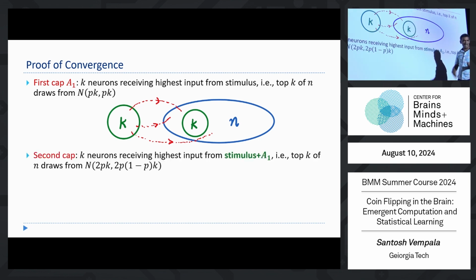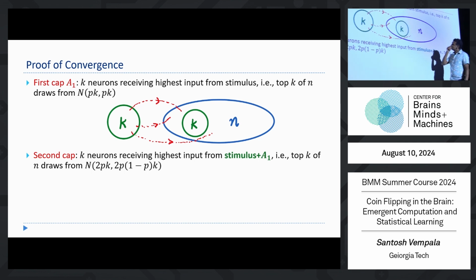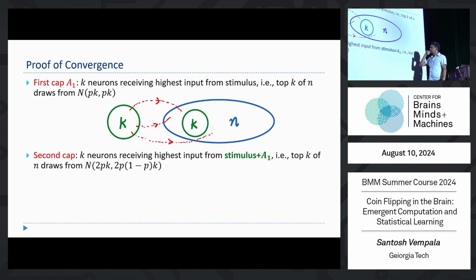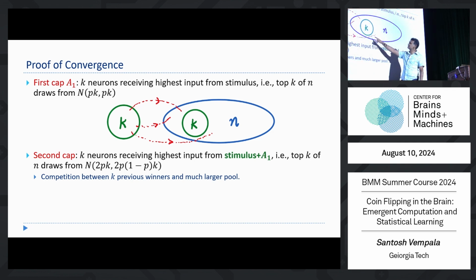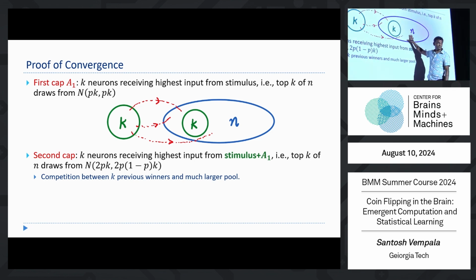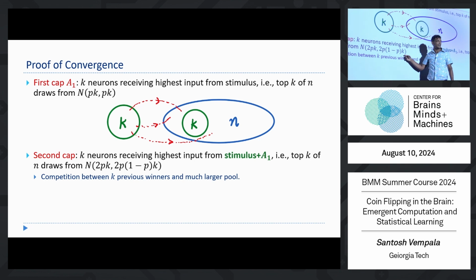Great. What about the second cap? Cap meaning the top k. Well, the second cap is more interesting because it's now the top k when both these sets are firing, right? So there is now a competition between the neurons that fired the first time and the big pool of neurons that did not fire the first time. These just look random for them. It's like this: 2pk, and 2p(1 minus p)k, because 2pk is the total input from them together, and you're looking at the highest in this. But these are a little bit different.